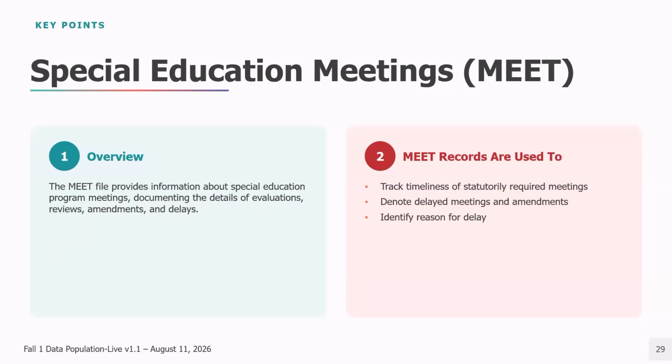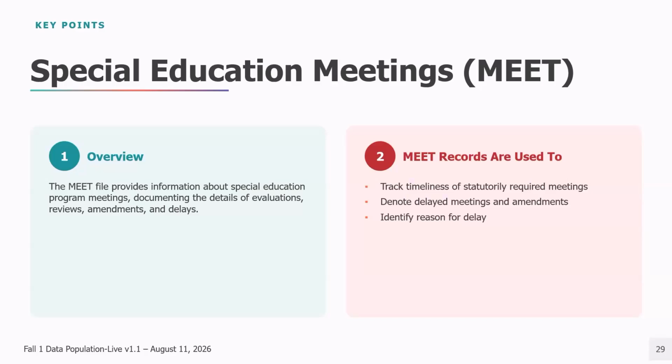Okay, so moving on to the next file. So next is the Special Education Meetings file, or the MEET file. It captures key information about individualized education program meetings, or IEP meetings. These records document initial evaluations, plan reviews, eligibility reevaluations, amendments, and delays.